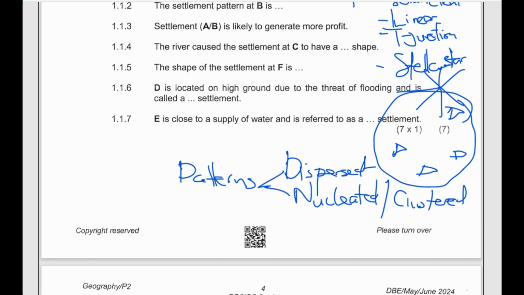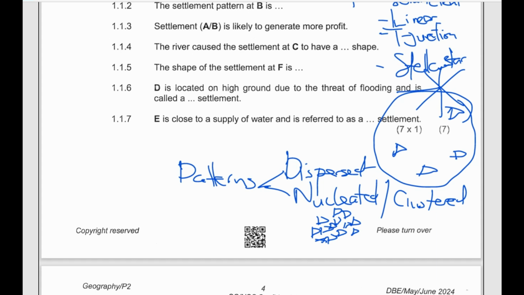Right, we are looking at a settlement whereby the units of housing are just as close to each other. That is an example of a cluster. The housing units are just as close to each other as is possible. Right, so that's the difference between the settlement patterns and the settlement shapes. You should be able to distinguish between those two.